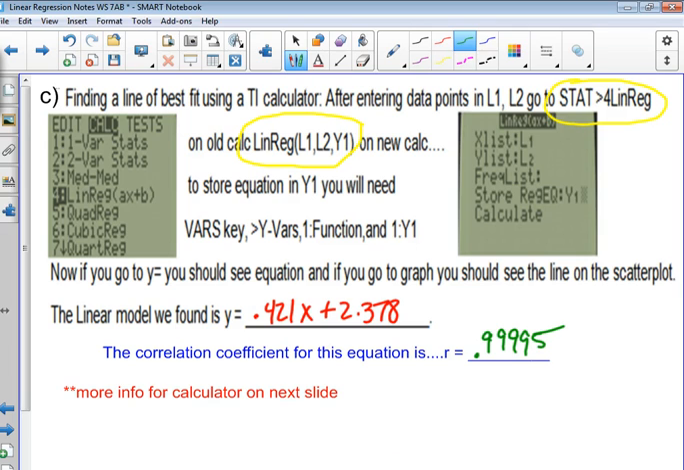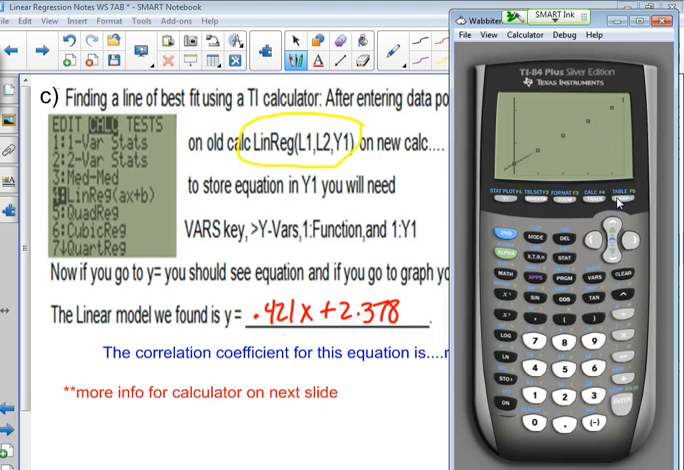Go graph, guys. Hit the graph button. Anybody's not showing the line? If you're not seeing the line, it's because you did not store the equation. Does everybody have the line on their graph?